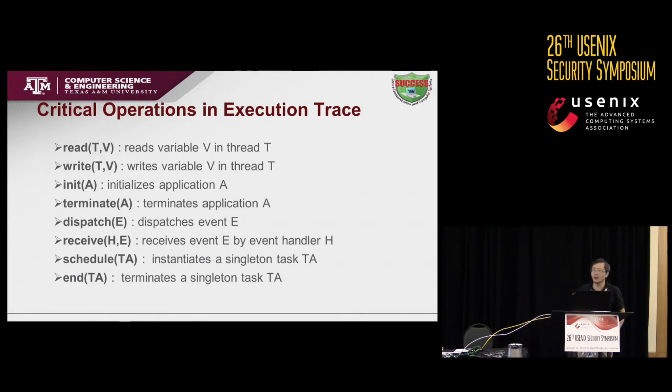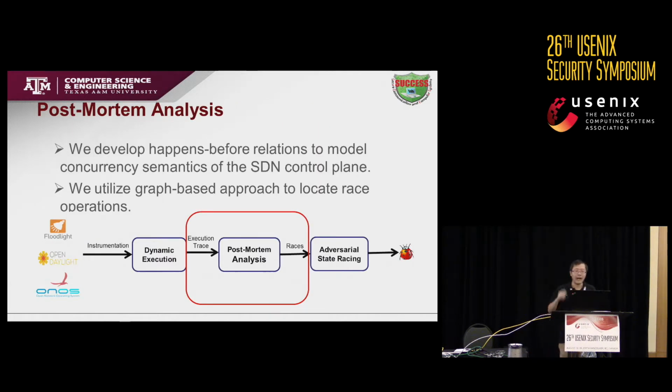Some examples of the critical operations include the following: read variable, write variable, initialize application, terminate application, dispatch event, receive event by the handler, scheduling, and things like that. After we get this trace, we do analysis. We develop happens-before relations to model the concurrency semantics of the SDN control plane. And then we utilize a graph-based approach to locate race operations.